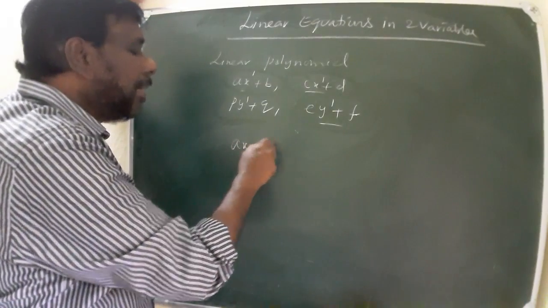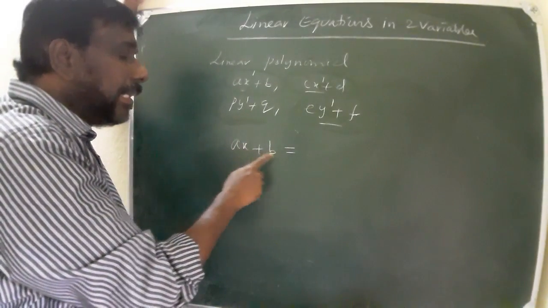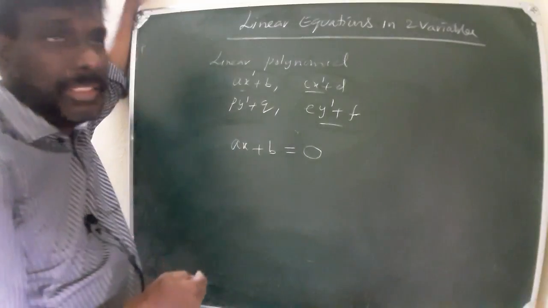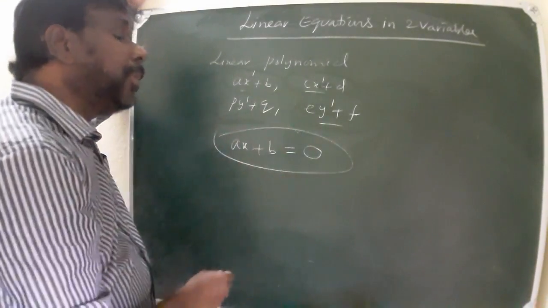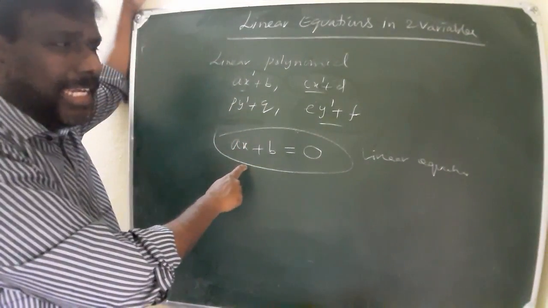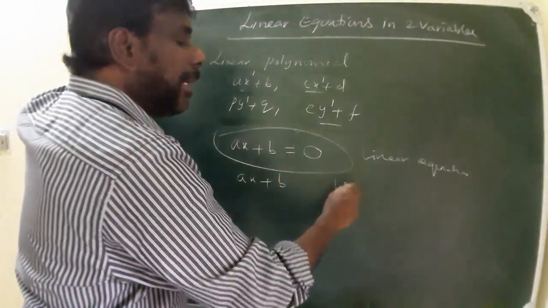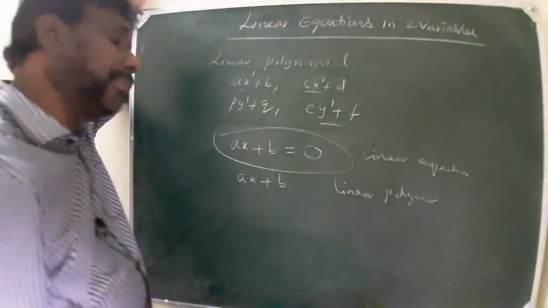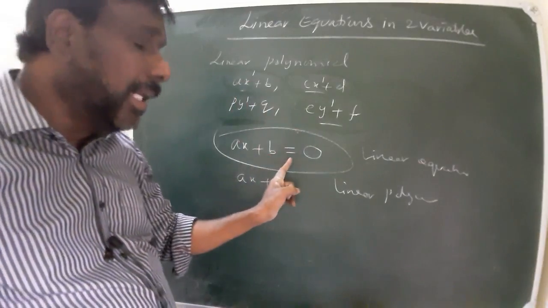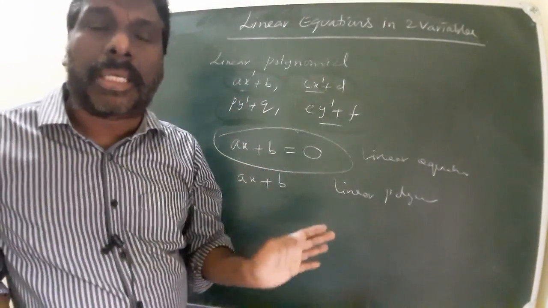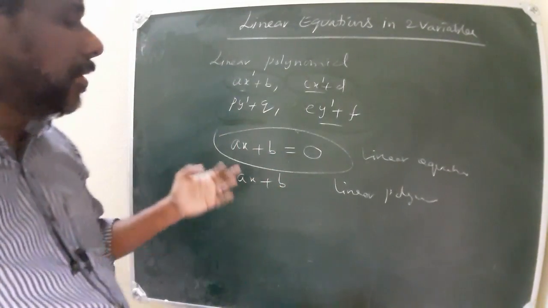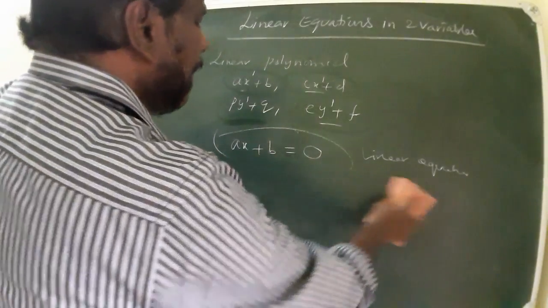For a linear polynomial we should use the equal to symbol. You have to equate the linear polynomial to any numeral like 0, 1, 2, 3, anything. Then the linear polynomial becomes a linear equation. A polynomial has no equal to symbol, but a linear equation must have the symbol is equal to. Without the equal to symbol we can't say that it is an equation.